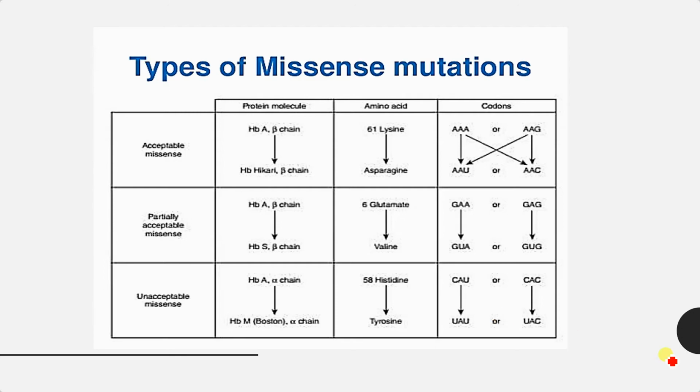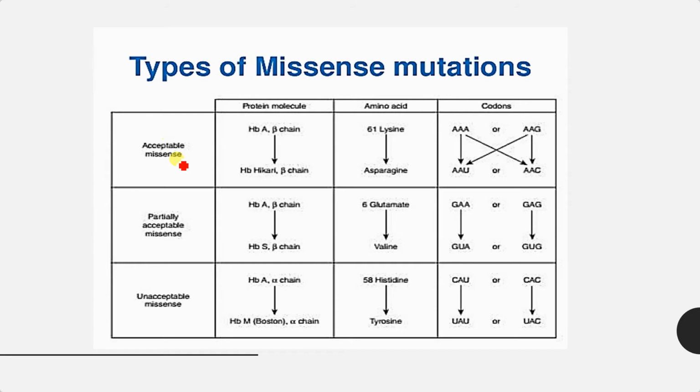We have different types of further classification of missense mutation. One is called acceptable missense mutation. The next one is partially acceptable missense mutation, and finally unacceptable missense mutation. So examples are given here, I will explain them to you.